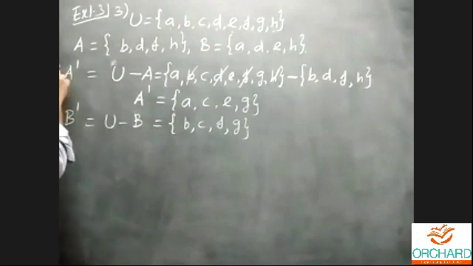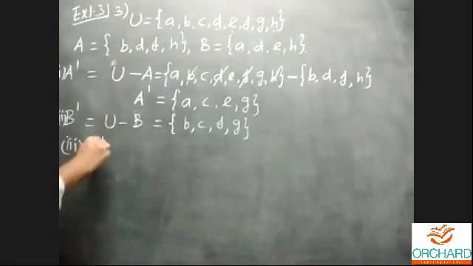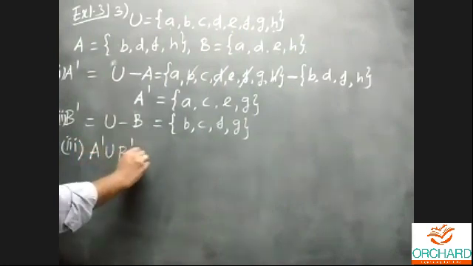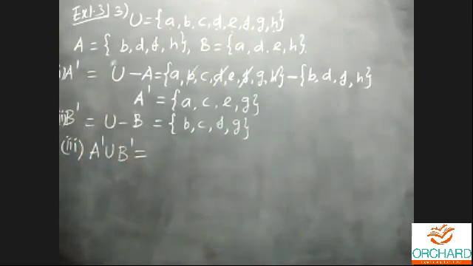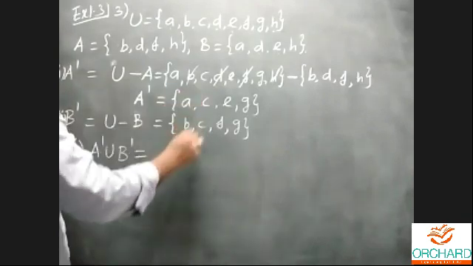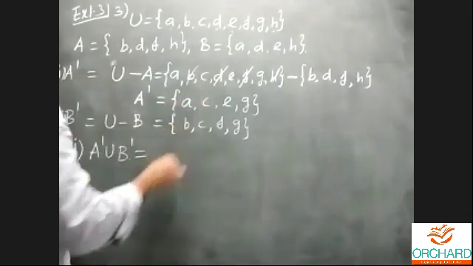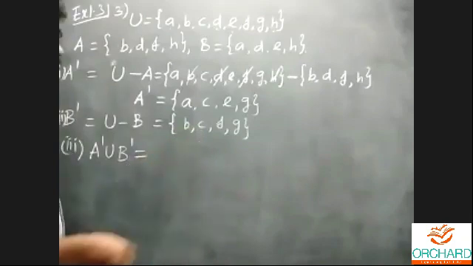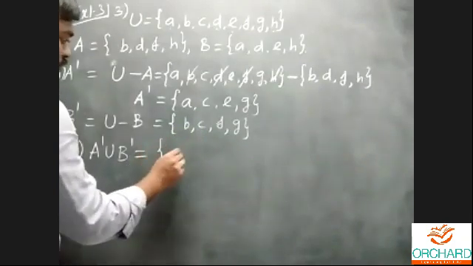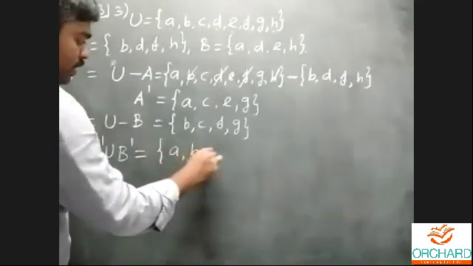First subdivision is A dash. Second subdivision is B dash. And the third subdivision, A dash union B dash. Union, not join. What about union? Union of the two sets: join the elements of two sets, but repetition of elements is not allowed. Okay, A dash union B dash. Now we can join A, B, C.